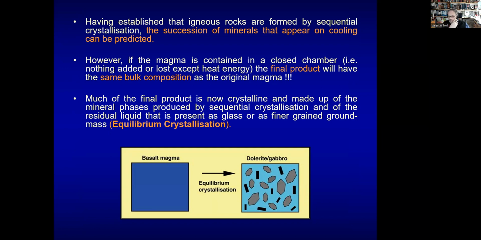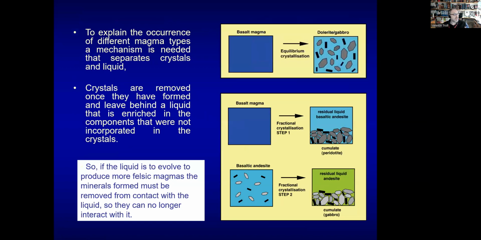So in the image here at the bottom, I'm showing equilibrium crystallization. We have a basalt magma here on the left, and if we just crystallize this into olivine and pyroxene, for example, and quench the liquid in between, then we might have a plutonic rock, but the composition is very similar, of course. Actually, it should be identical. So in order to create this new lava, we must separate the crystals and the liquid. And this is what Bowen calls fractional crystallization.